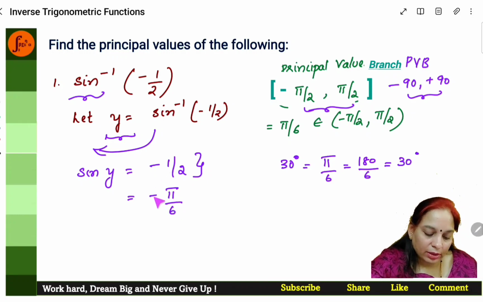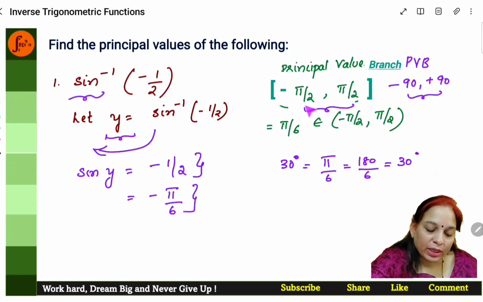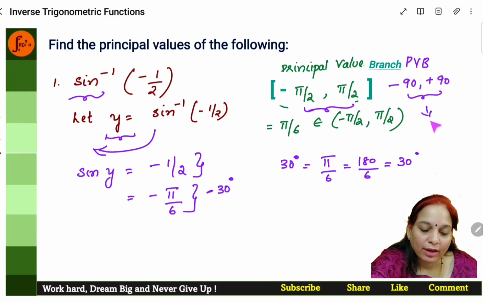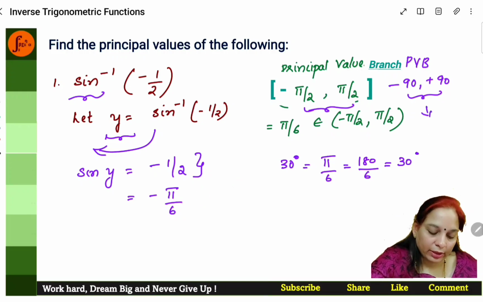Now, you take this minus and just put minus as it is, because in this range you can have negative values also. Minus pi by 6 is minus 30 degrees. Minus 30 is within this range, from minus 90 to plus 90. You should write this belongs to the principal value branch, which is minus pi by 2 to plus pi by 2.